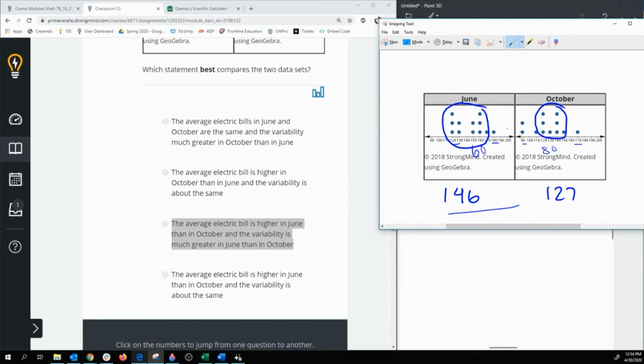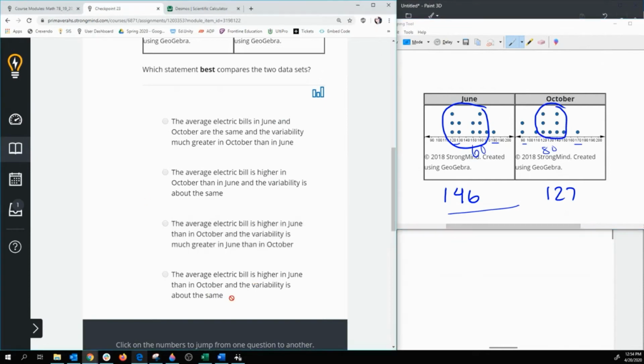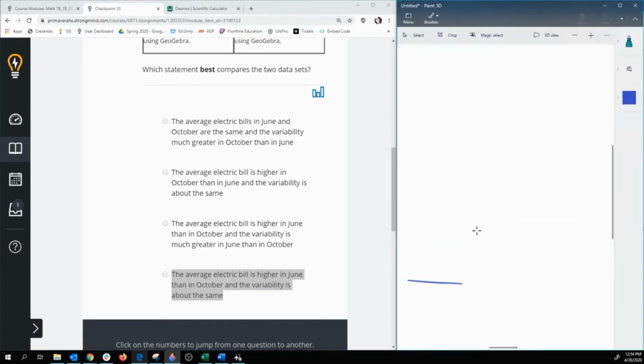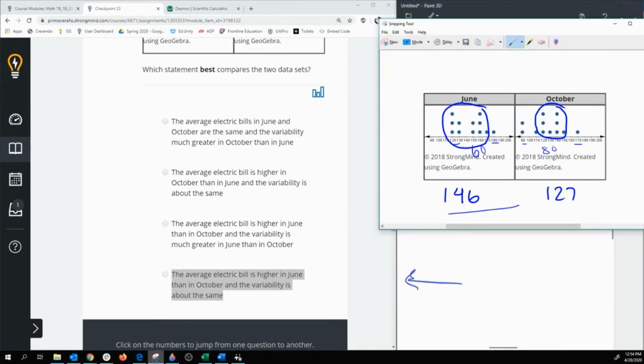which means that the variability is actually going to be the same. So this would be the correct answer, this one here, where it says that the average electric bill is higher in June and the variability is about the same, because the numbers aren't actually that different. Sorry, that was my bad. I was overthinking it.